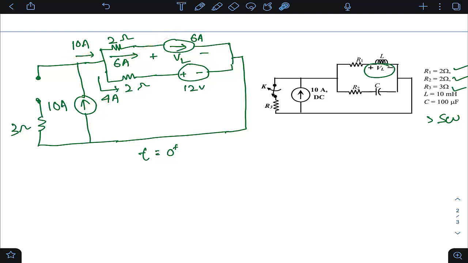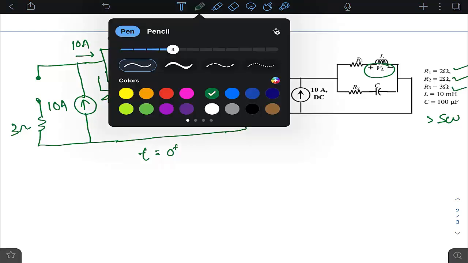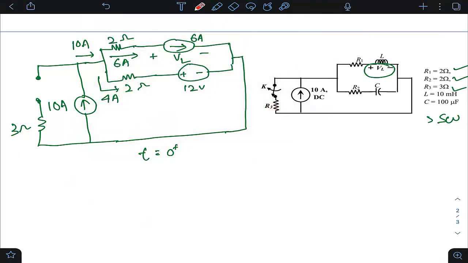Now, in this loop, you can write a simple KVL equation. That will give you the corresponding value of VL. Wherever current enters is plus, and where it leaves is minus. I have given the polarity. Now we can write the KVL equation. Minus to plus VL, minus to plus 2 into current 6, plus to minus 2 into current 4, plus to minus 12 equal to 0.